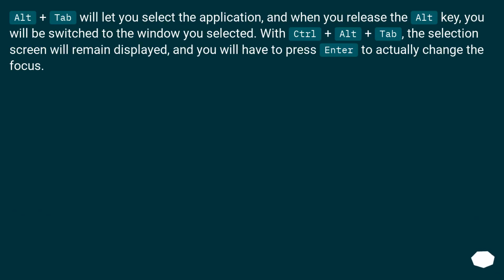Alt+Tab will let you select the application, and when you release the Alt key, you will be switched to the window you selected. With Ctrl+Alt+Tab, the selection screen will remain displayed, and you will have to press Enter to actually change the focus.